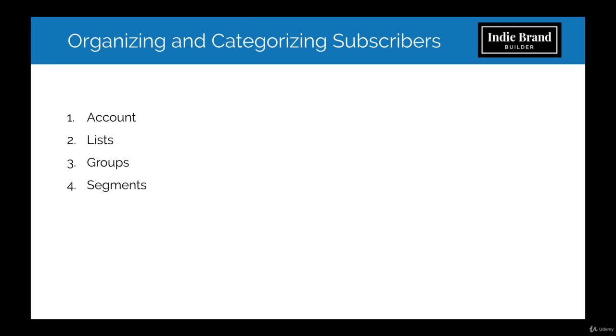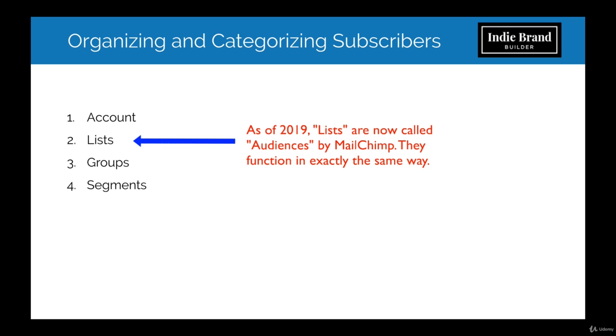So inside of MailChimp, you have your account, obviously. Inside of your account, you have lists, and you can categorize your list members into groups. And then you can use segments to further filter your groups and other criteria that MailChimp gathers on your subscribers. I'm going to go into a little more detail on each of these.